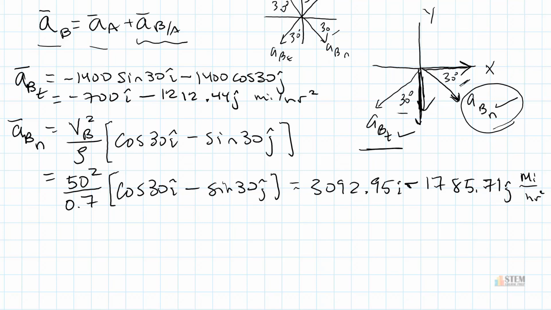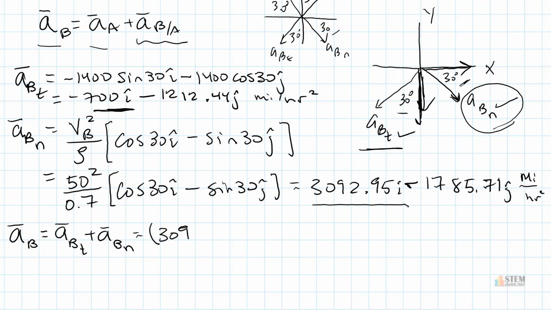Okay, so these are our two components that make up the acceleration of B. So let's put it together. So AB is going to be the tangential component plus the normal component. So essentially what we need to do now is take the like components and add them up. So I'm going to have the negative 700I. I'm going to add that to this 3092.95I.